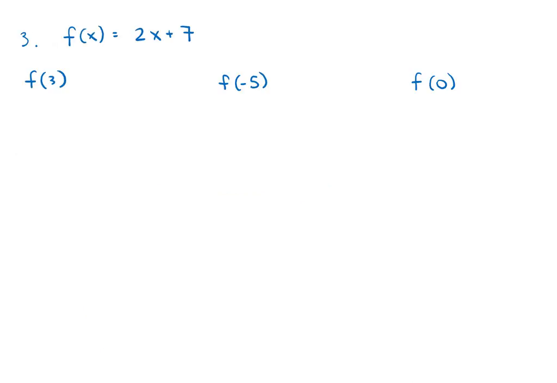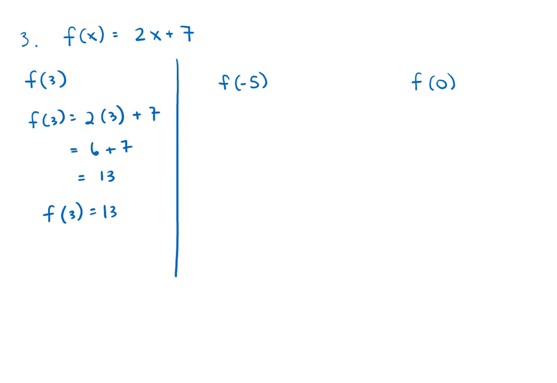We're moving on to objective 2, which is finding function values. The first 3 examples we have here are fairly straightforward. We're just going to replace the variable with the value in the parentheses and then simplify. So I would write f of 3 is equal to 2 times 3 plus 7, and then you simplify. And so you'd say f of 3 is 13.